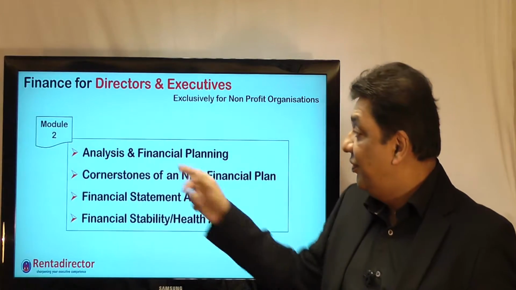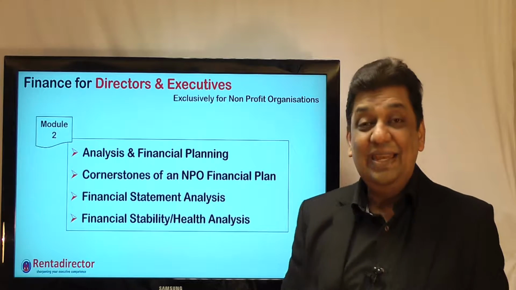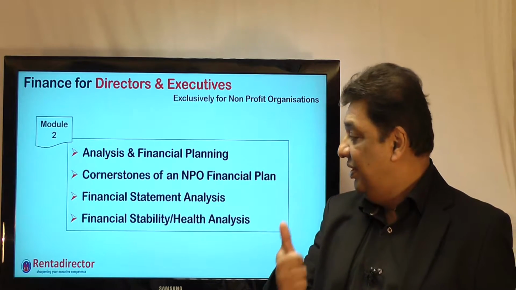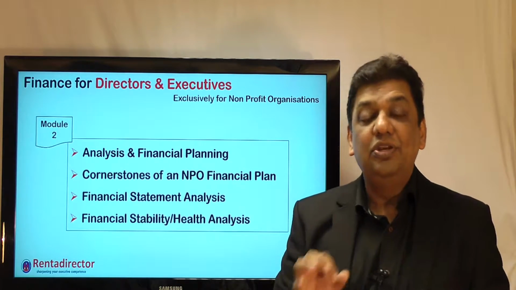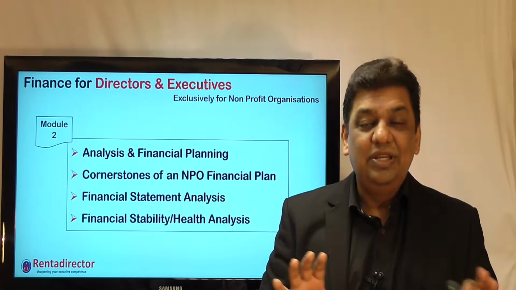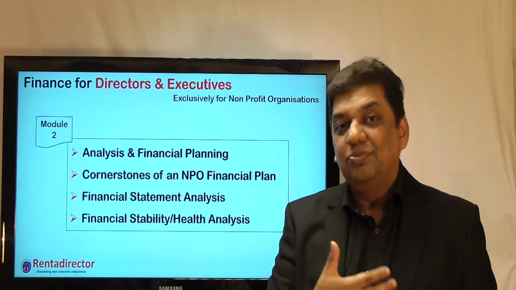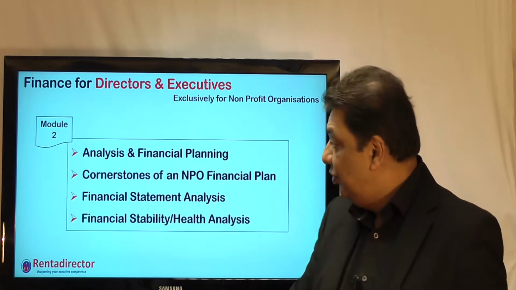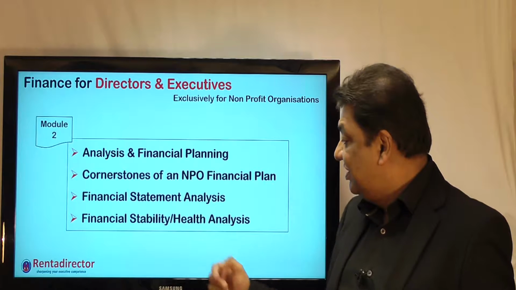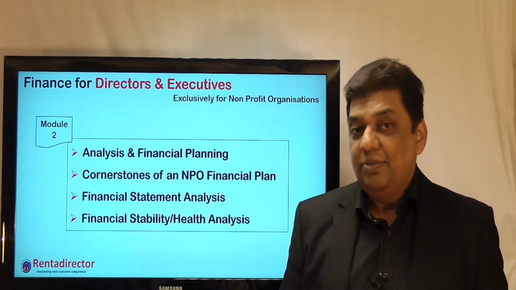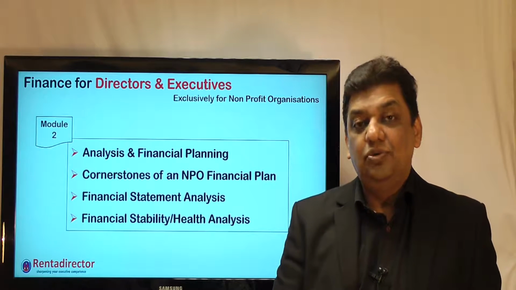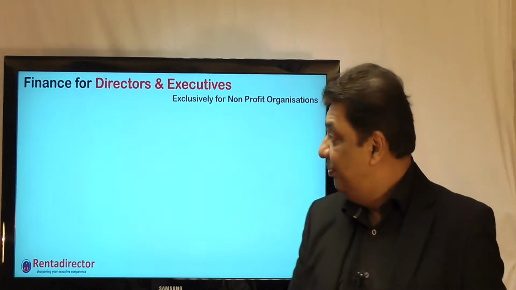Module 2 consists of the analysis and financial planning. So it gives you a deeper analysis of the financial planning, cornerstones of a non-profit financial plan, and then we go into financial statements analysis, and we have an example of an organization and what really happened. So there's this initiative taken, what return on investment you need to look into. That's all in the financial statements analysis, and we have also financial stability and health analysis. Very important for you to understand that at certain points, at certain intervals, you need to look into the health of your organization as regards financial.